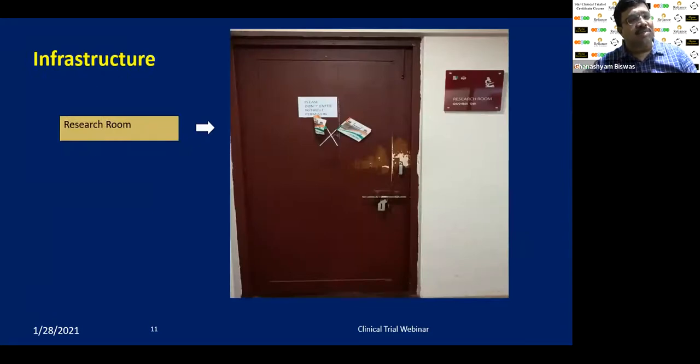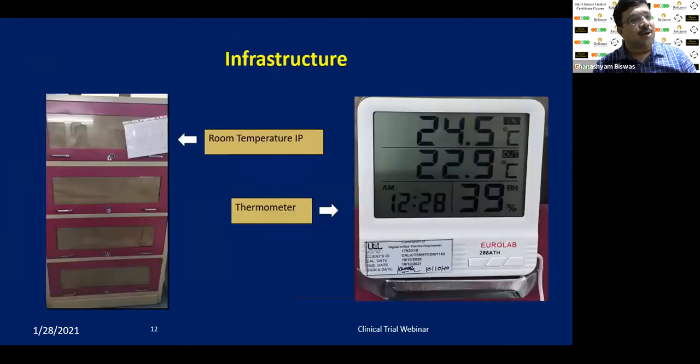So this is my research room in the wing. Next. On the left hand side, this cupboard shows the oral IP kept at room temperature. One of the important oral drugs is olaparib. We have had osimertinib in the past. These are kept at room temperature, and this shows the log and the temperature that is maintained. On the right hand side, for those in clinical trials, note the importance of the thermometer, with the date and time recorded. Next.